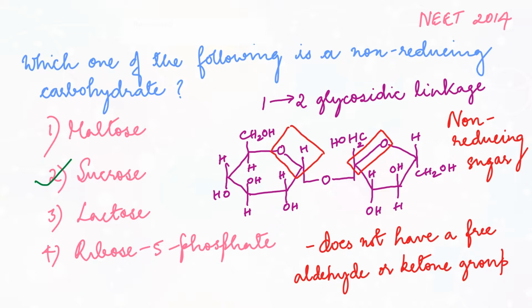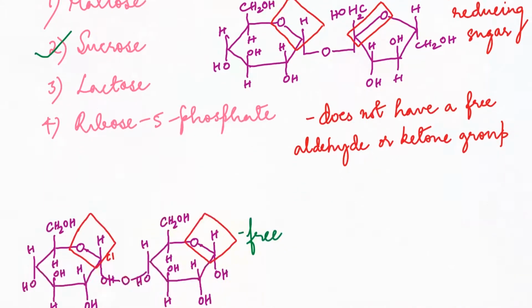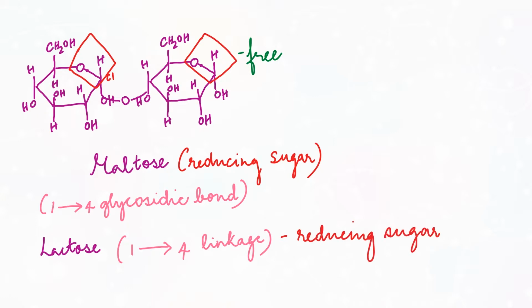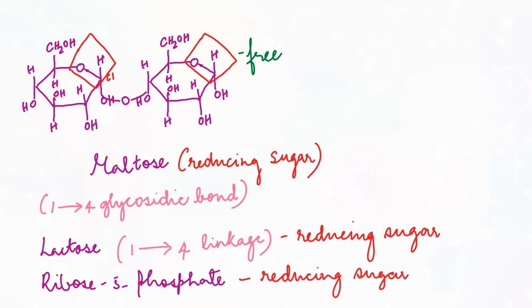Let's just look at lactose and ribose 5-phosphate and see how they are reducing sugars. Lactose again has a 1,4 glycosidic linkage, which means one of the sugar units will have the first carbon free, which means it is a reducing sugar. Ribose 5-phosphate, here the phosphate group is attached to the 5th carbon, which means the C1 carbon is still free, and therefore the aldehyde group there can act as a reducing agent, and therefore ribose 5-phosphate is also a reducing sugar.